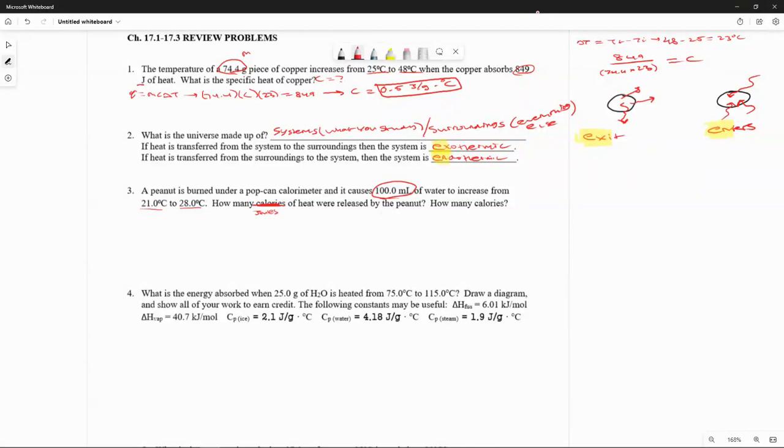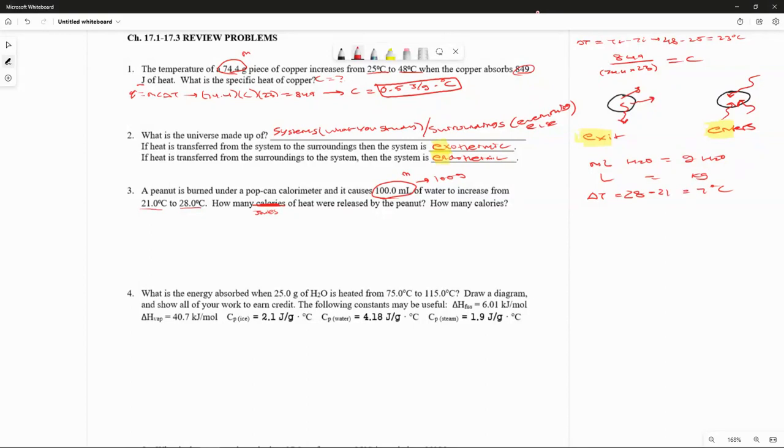You're given 100 milliliters, and we know water is special because of its density. That means milliliters of H2O equals grams of H2O, and the same for liters equals kilograms. So this essentially is 100 grams. Now we have mass, and we need to calculate delta T. Delta T is temperature final, 28, minus temperature initial, 21. That gives you 7 degrees Celsius as delta T.